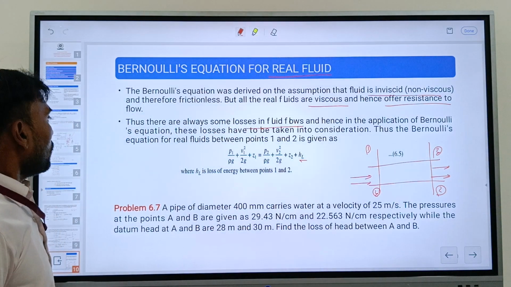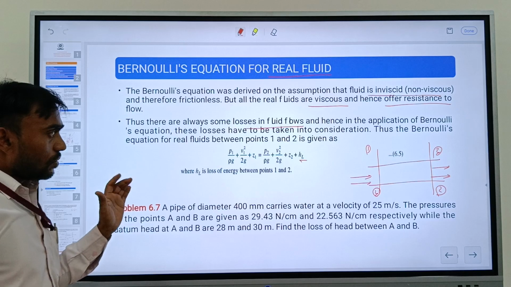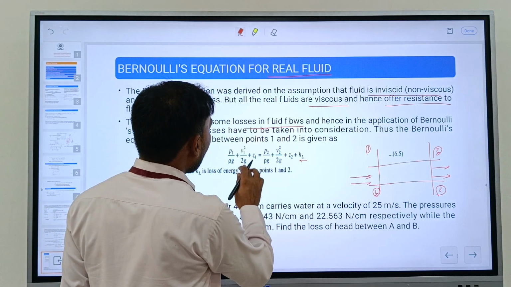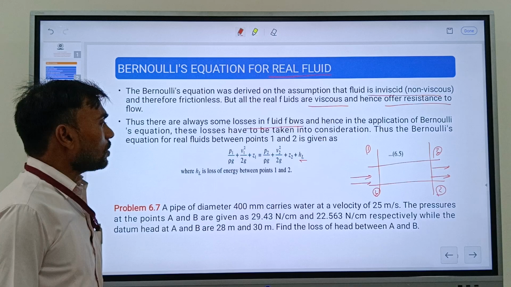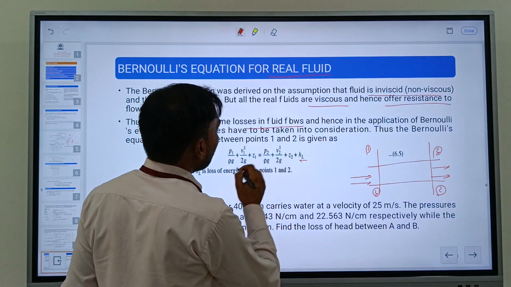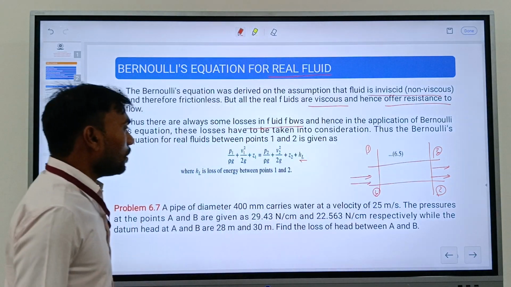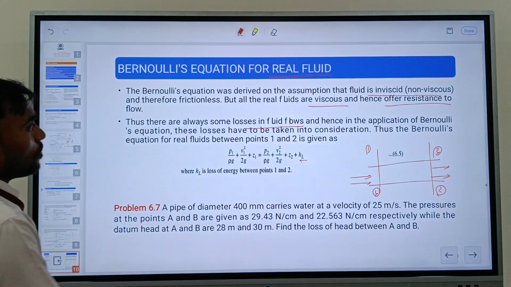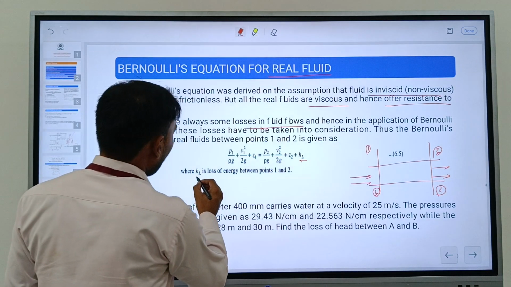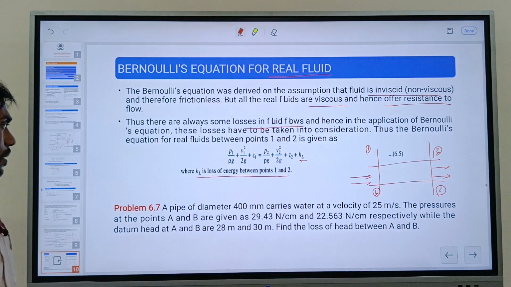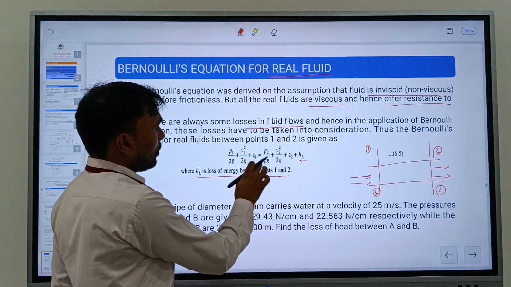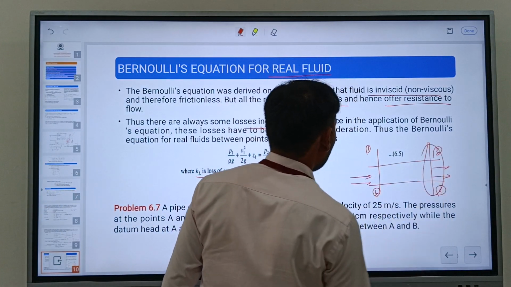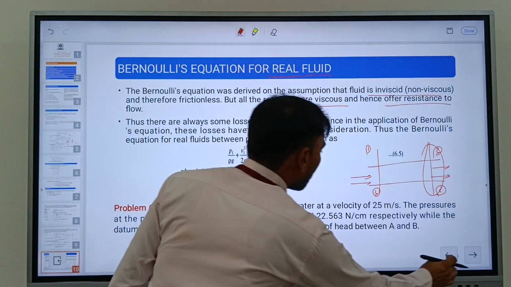Therefore, in that case, the Bernoulli's equation, which has already been derived, can be further written as P1 by rho g plus V1 square by 2g plus Z1 equal to P2 by rho g plus V2 square by 2g plus Z2 plus HL. This additional term HL is the loss due to head loss, the loss due to viscous force resistance, where HL is the loss of energy between points 1 and 2. If the fluid is the same, the density will be equal, that is rho and rho, means at this section density will be the same as at that section. Okay, let us consider a simple example based on this equation.